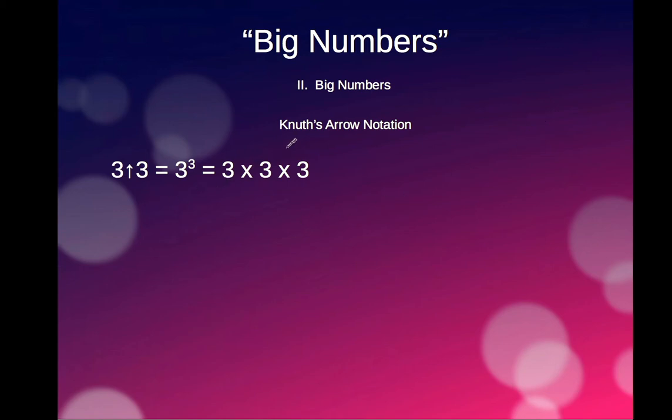So we're going to use Donald Knuth's arrow notation. Just by seeing this, you probably already have a sense of how it works, right? 3 arrow 3 means 3 raised to the third power. So 3 times 3 times 3. We're going to use a little bit of nomenclature here. This first number is called the base. And this number here is called the power.